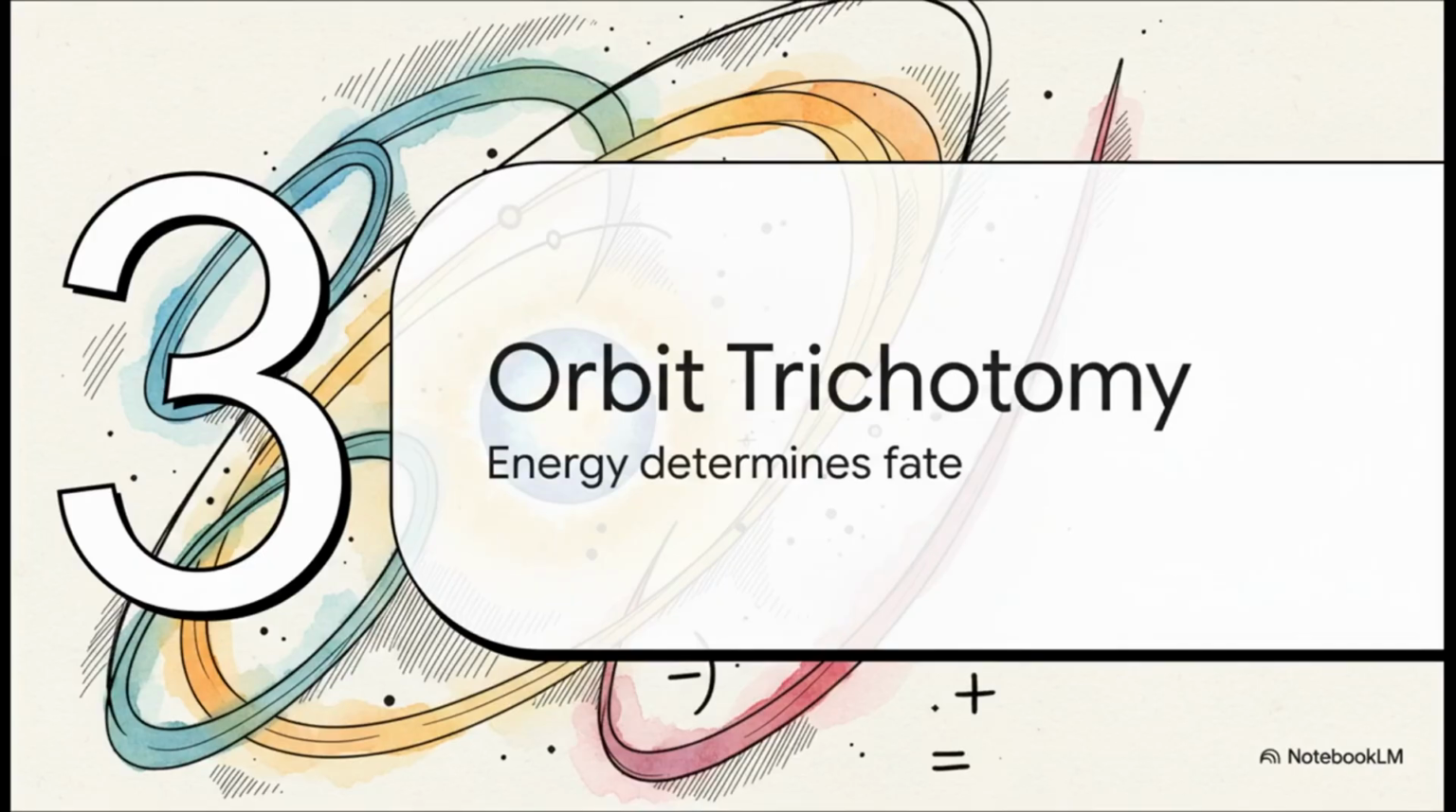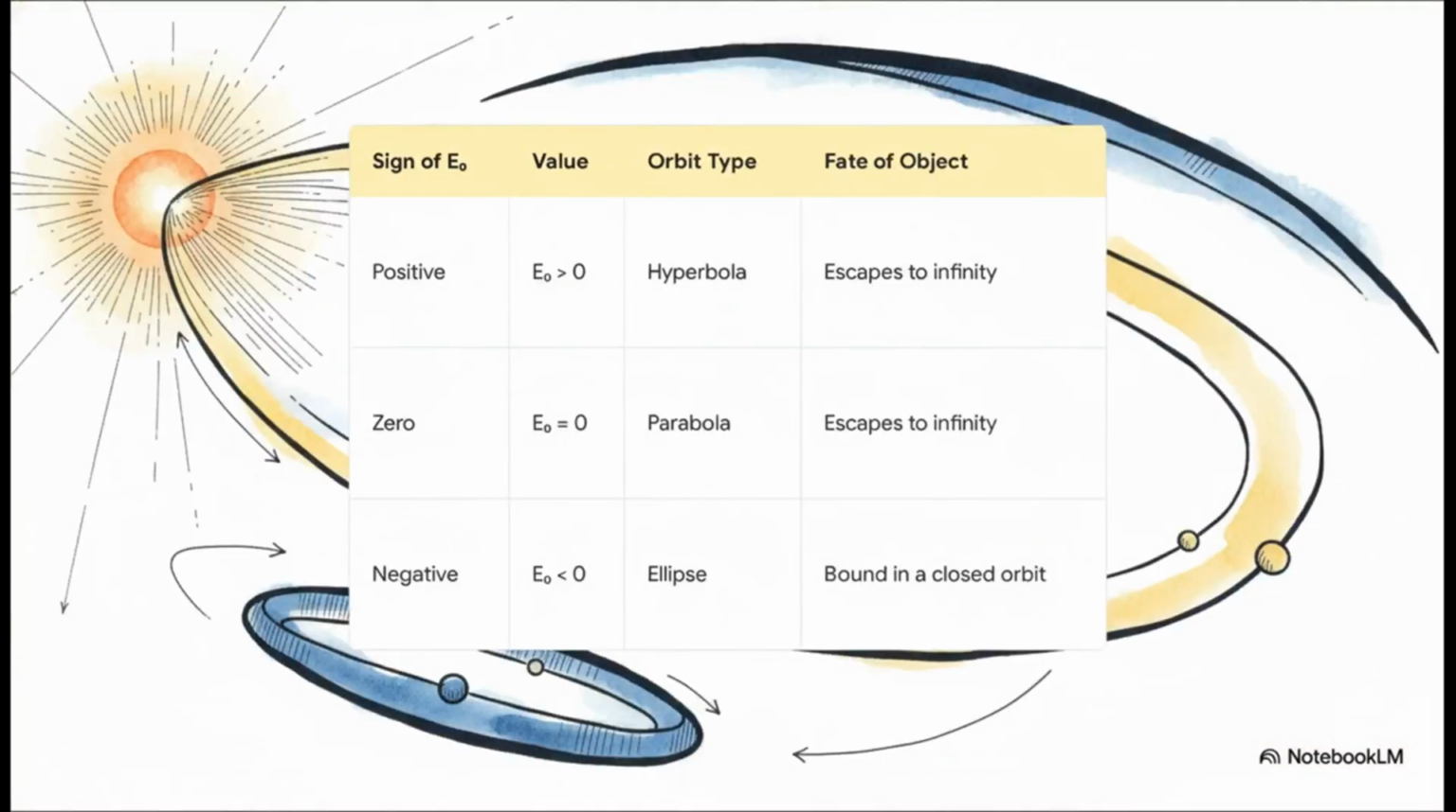Now we get to the absolute heart of the matter. The entire destiny of an orbiting object, whether it's trapped for eternity or on a one-way trip out of the system, is determined by a single piece of information, the sign, positive, negative, or 0, of that total energy, E naught. This table lays it all out. It's a fundamental trichotomy. If your total energy is positive, you have more than enough kinetic energy to overcome gravity's pull. You're on a hyperbolic trajectory and you're escaping. If your energy is exactly 0, you're on the knife's edge. You have precisely enough energy to escape, coasting to a stop only at an infinite distance. That's a parabola.